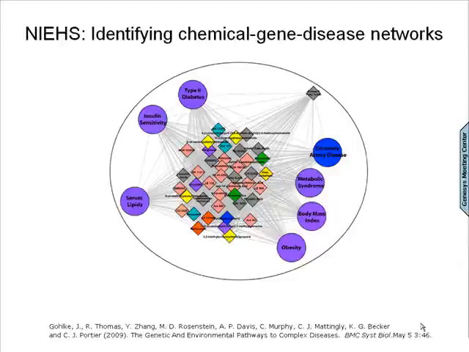Another group, Chris Portier's group, took CTD data and integrated our chemical-gene relationships with gene-disease relationships from another public database, and created these very large networks to try to understand whether chemicals are clustering significantly with specific diseases based on underlying gene interactions. This is a really nice paper that shows there's real potential value in taking these data sets, integrating them, making hypotheses, and developing connections between these chemicals.